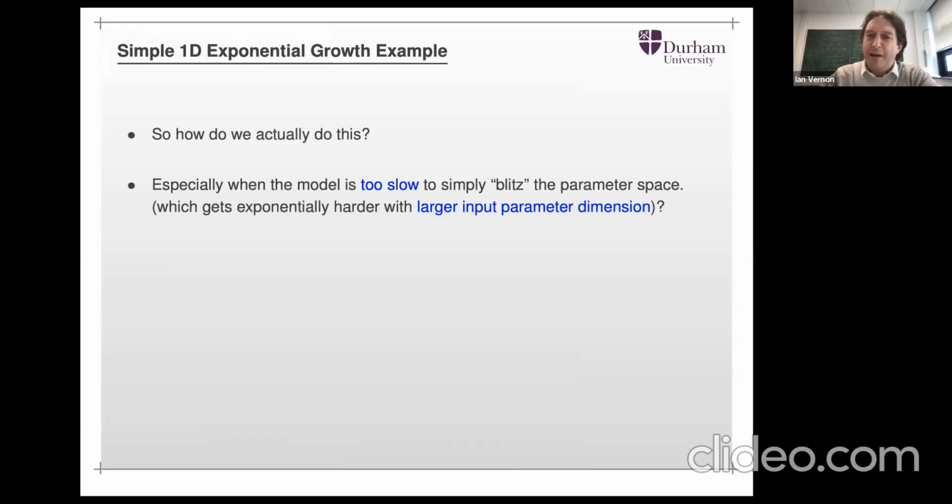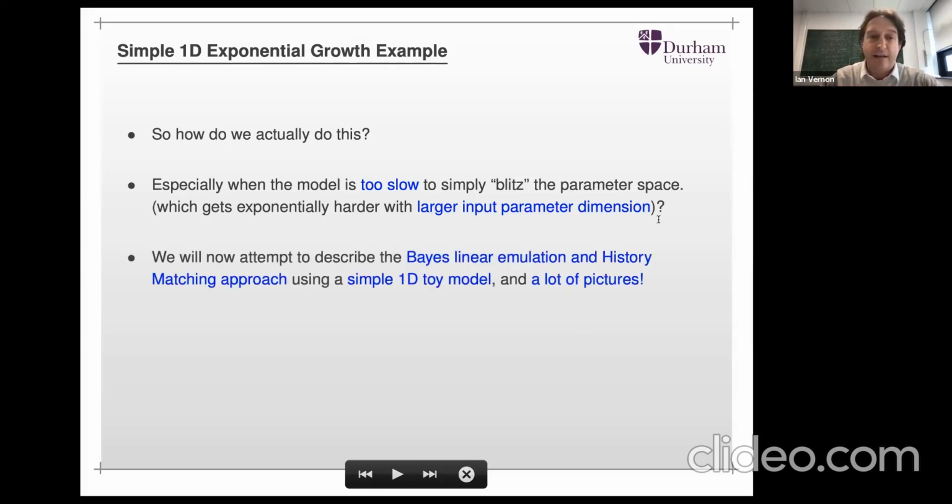Because that's all fine, but how do we kind of proceed? How do we do this, especially when the model is too slow to simply blitz the parameter space? I can't just cover it with points everywhere. And that blitzing idea of just covering it with a billion points gets exponentially harder with larger input parameter dimension. And we'll say a bit more about that in a second.